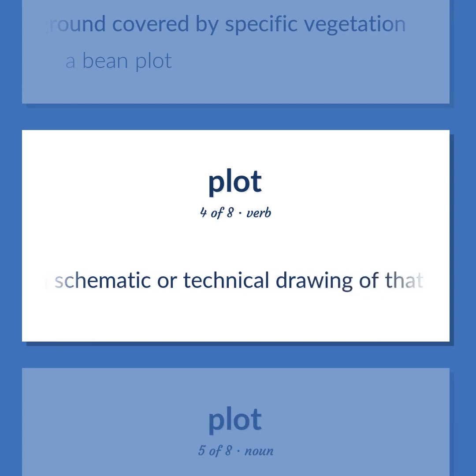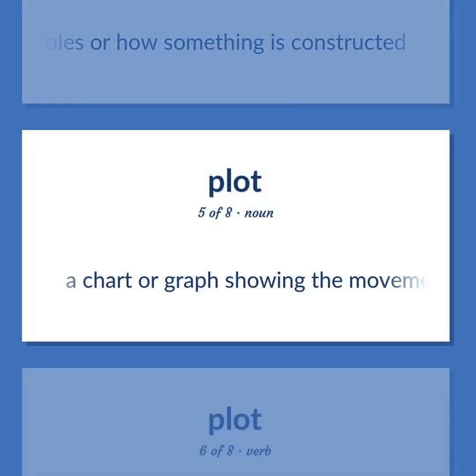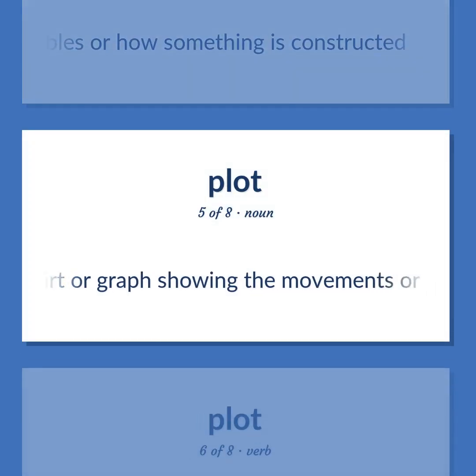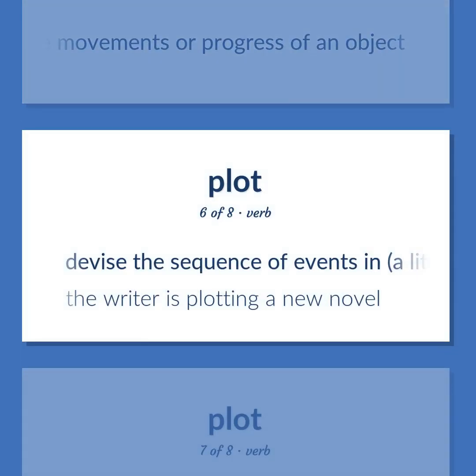Make a schematic or technical drawing of that shows interactions among variables or how something is constructed. A chart or graph showing the movements or progress of an object. Devise the sequence of events in a literary work or a play, movie, or ballet. The writer is plotting a new novel.